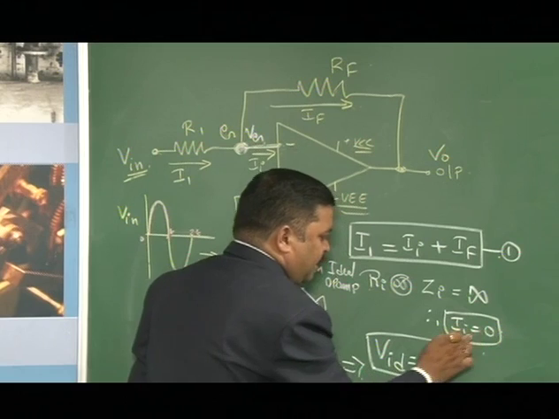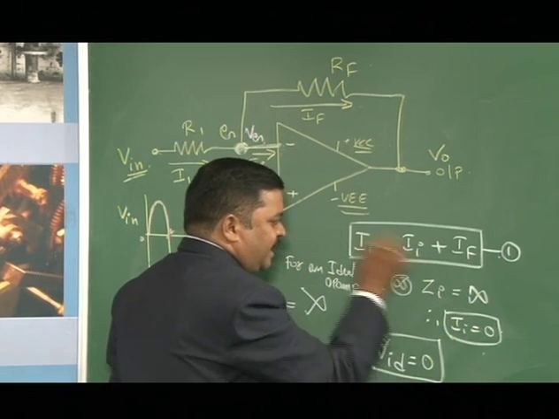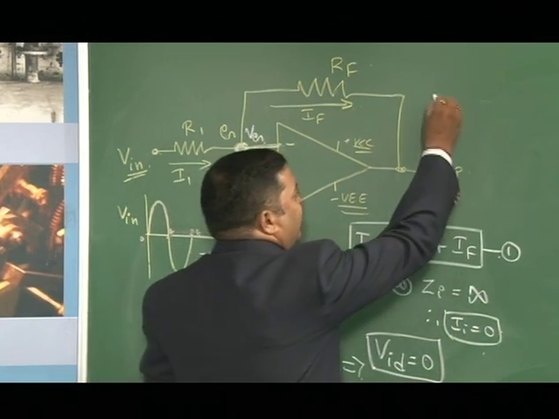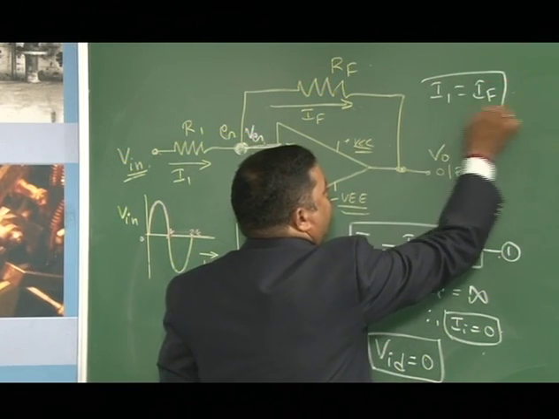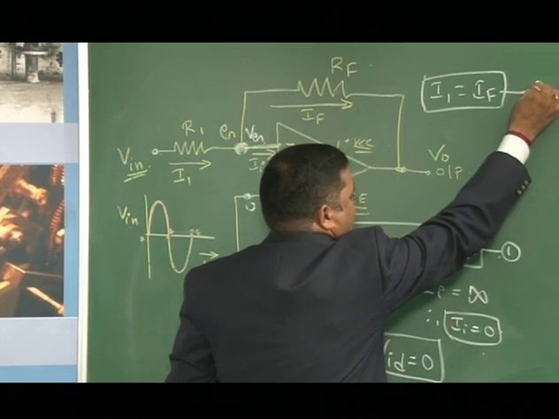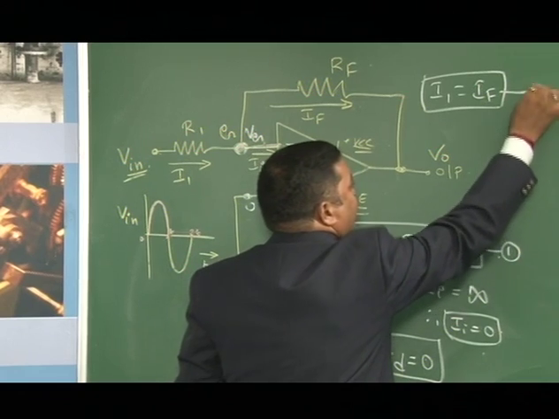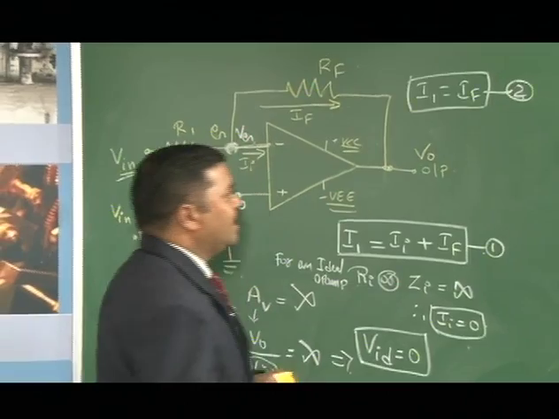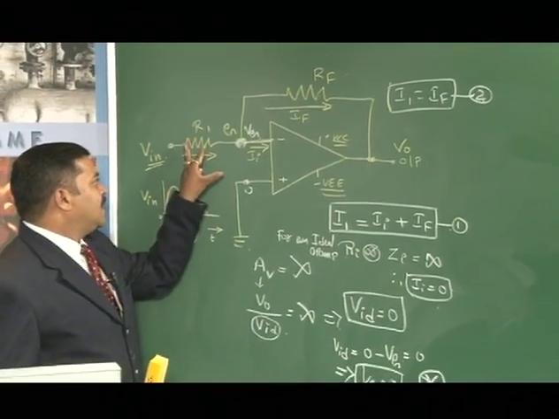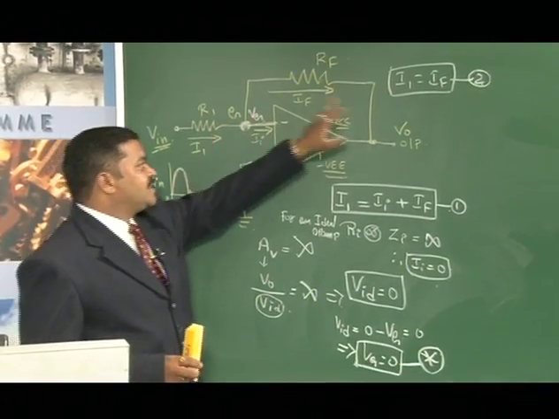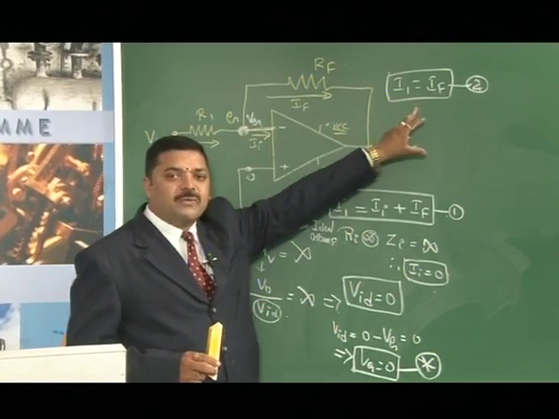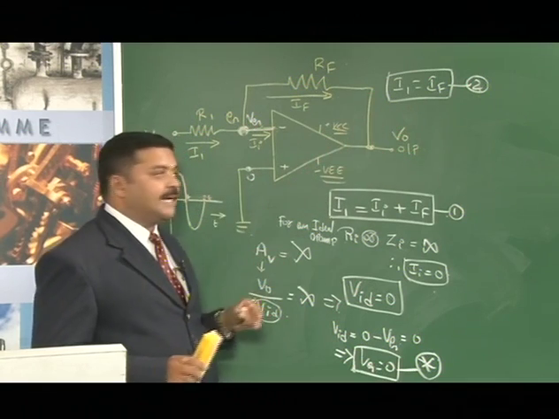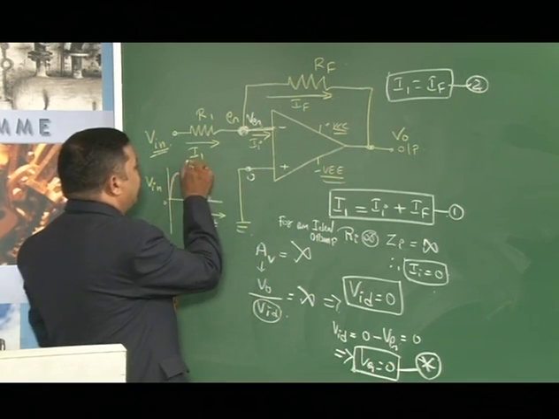So, let me substitute II equal to 0 in equation 1. We get I1 is equal to IF. Let me call this equation 2. So, what is I1 in the circuit? What is IF in the circuit? If I find those, I will substitute those two values in equation 2 and get an expression. So, what is I1 here?